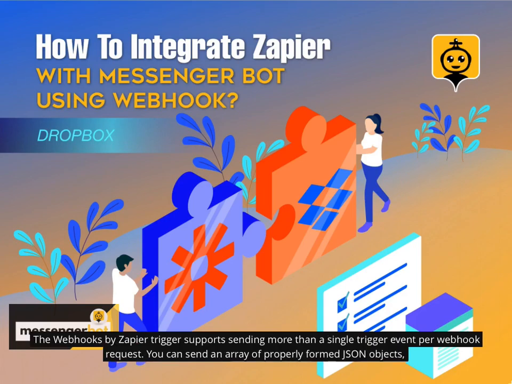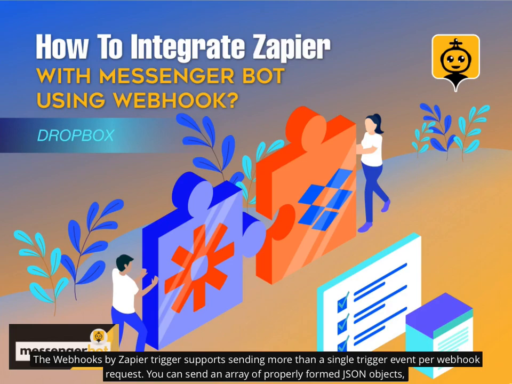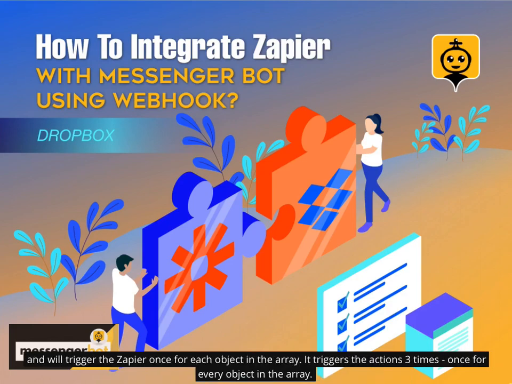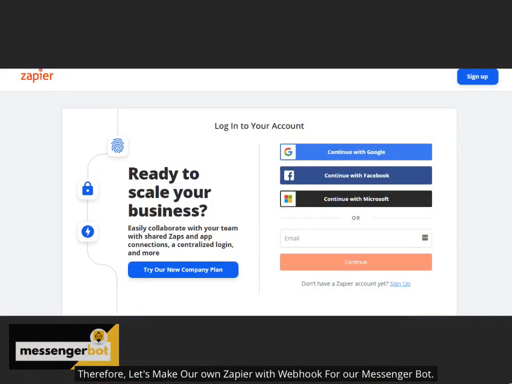The Webhooks by Zapier trigger supports sending more than a single trigger event per webhook request. You can send an array of properly formed JSON objects and it will trigger the Zapier once for each object in the array. It triggers the actions 3 times, once for every object in the array. Therefore, let's make our own Zapier with Webhook for our Messenger bot.